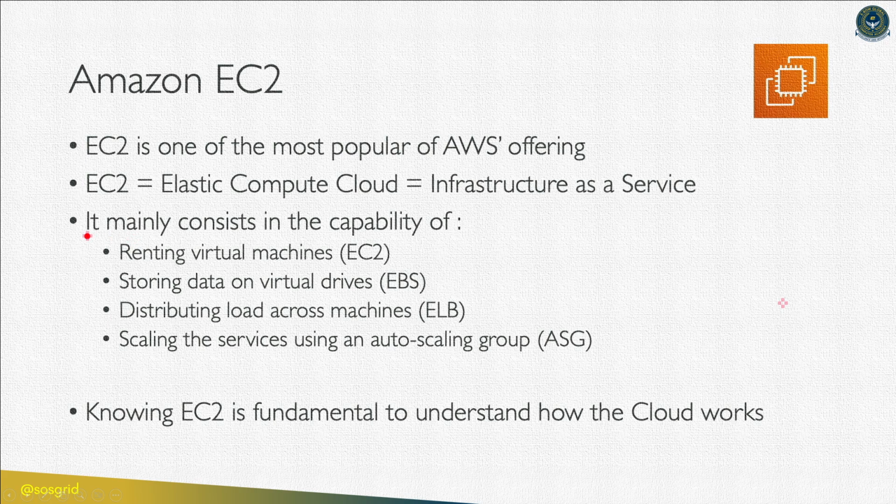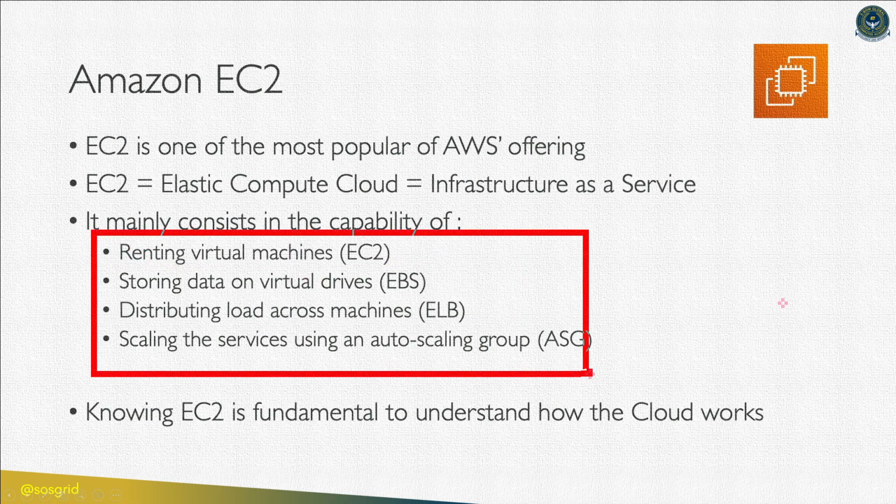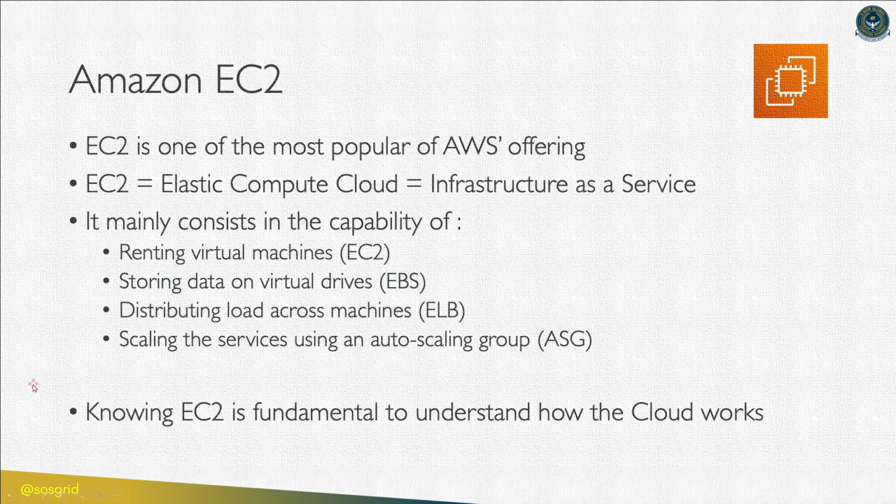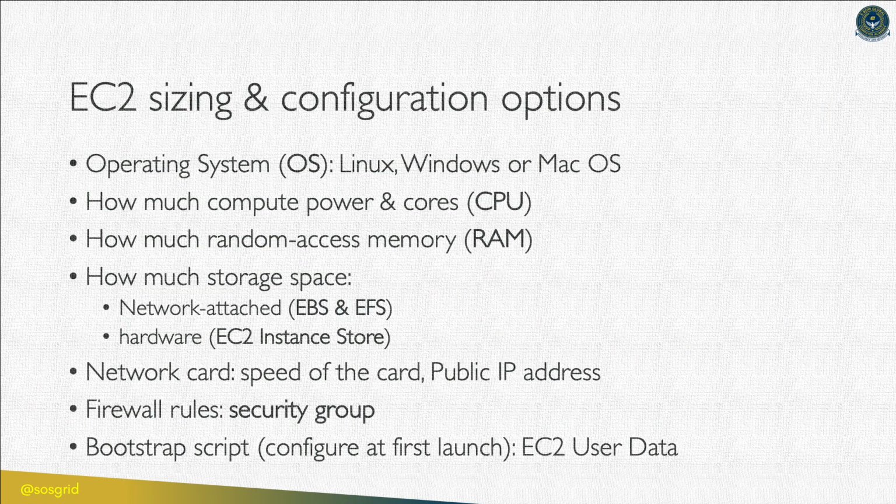It mainly consists of renting virtual machines, which is the instance itself. It also consists of storing data. You can also store data with it, and that's what we call the Elastic Block Store, or EBS volume. We also have the Elastic Load Balancer, which allows you to distribute load across machines. You can also auto scale, which I mentioned earlier. You can scale in or scale out based on the traffic. So knowing EC2 is just the very fundamental understanding of how the cloud works.